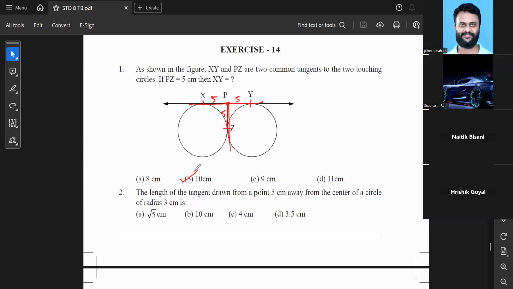Got it? So can you do the third one? Sir, but I didn't understand. PZ is 5 centimeter, so XP should be also 5 centimeter, right? Yeah, XP is 5 and YP is 5. Okay, sir.